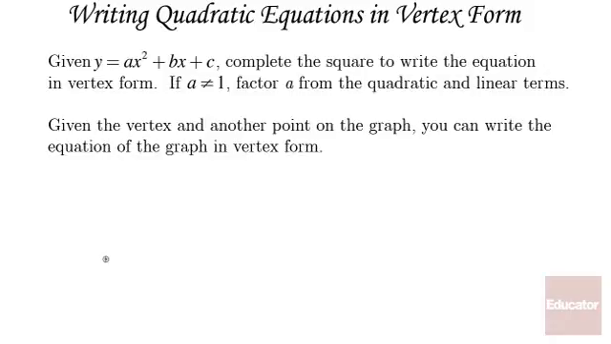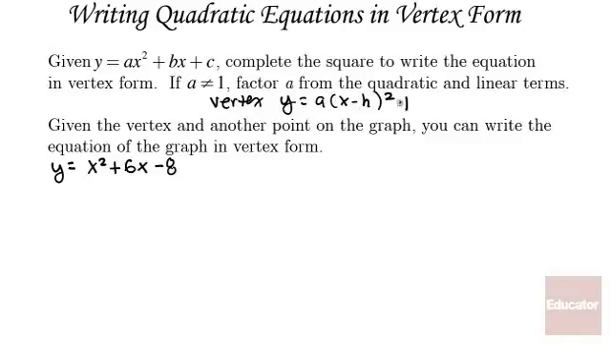Let's start out with the simpler case where y equals x squared plus 6x minus 8. So I have standard form, and I'm going to go ahead and write it in vertex form. So now let's just recall vertex form: y equals a(x minus h) squared plus k.